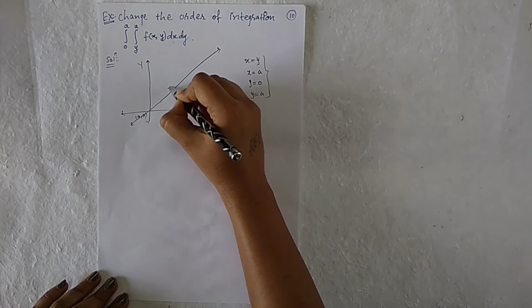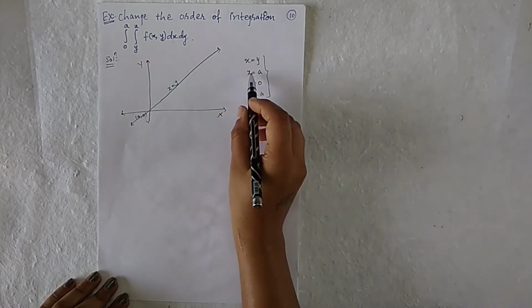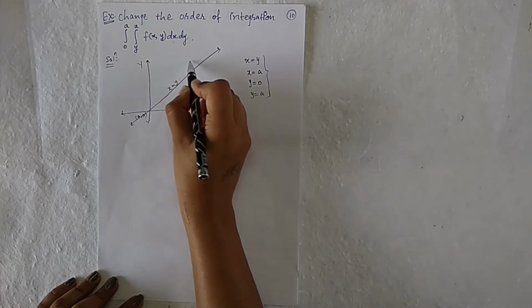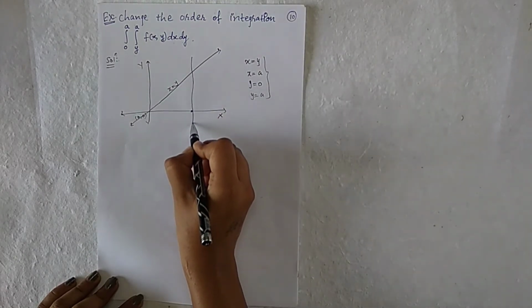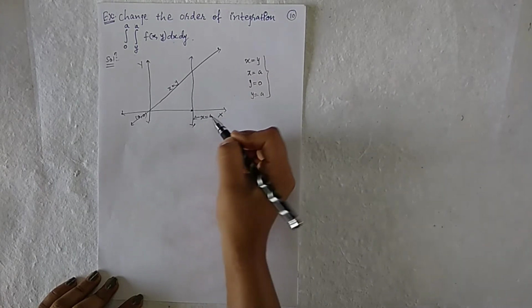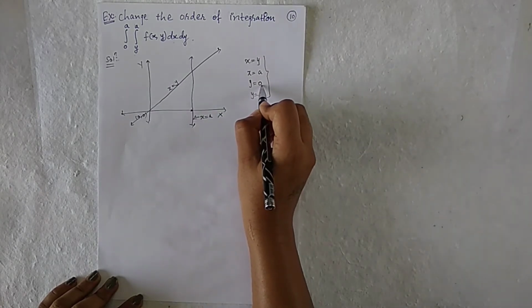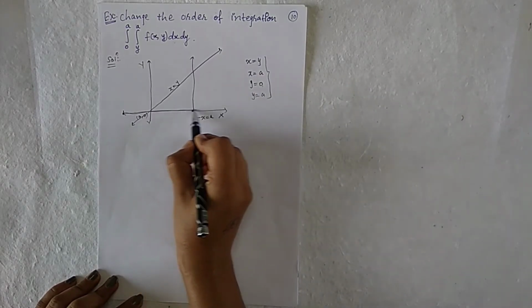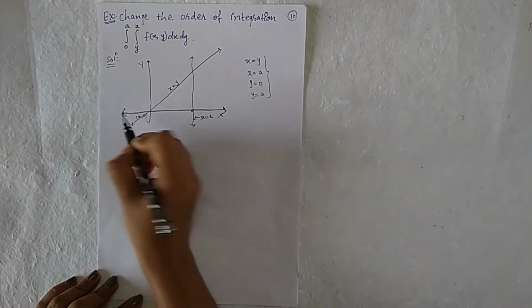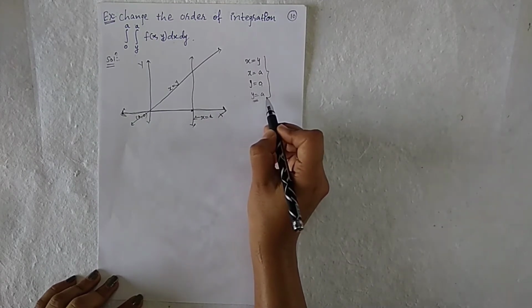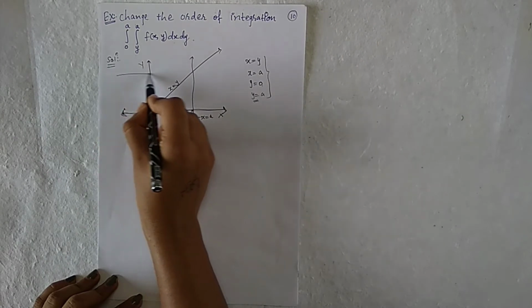This is my line x equals y. Next is x equals a. Suppose x equals a is here. This line is x equals a. And y equals 0 is what? The x axis. And next is y equals a. Suppose y equals a is here.